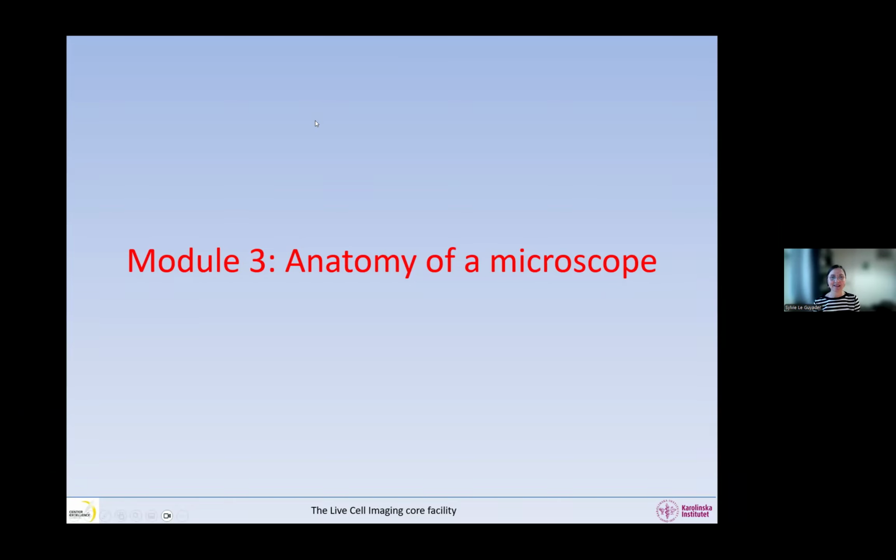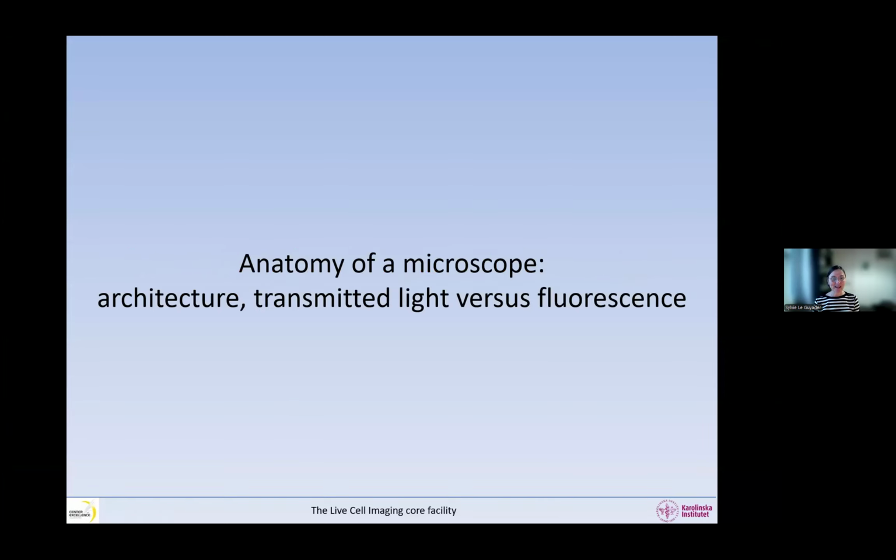And so today we're going to talk about anatomy of a microscope. So let's dissect our microscopes. There are three parts in this lecture. In the first one, we're going to look at the architectures of different microscopes and the difference between transmitted light and fluorescence.